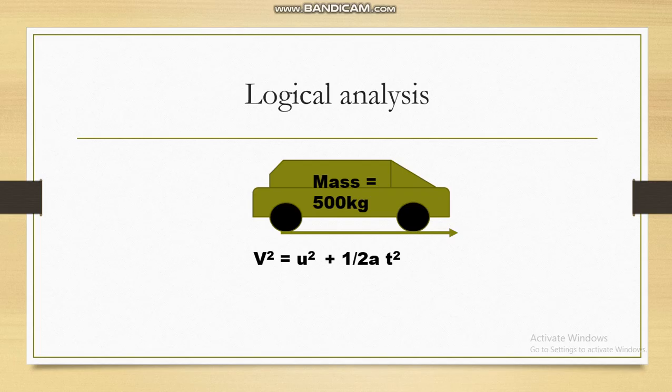v squared is equal to u squared plus 2as. That means acceleration can be found from that equation. a equals v squared minus u squared over 2s. If we rearrange that equation, that's what we'll have, and we can calculate the acceleration.